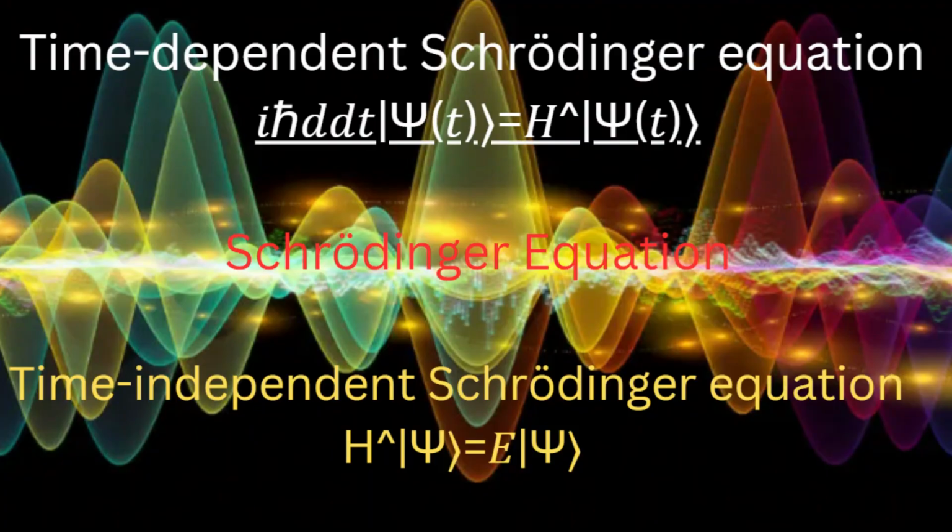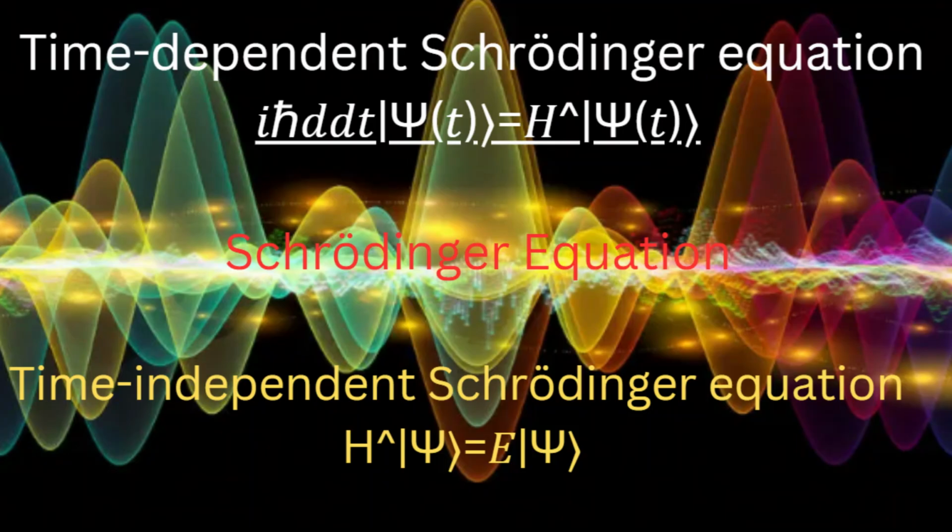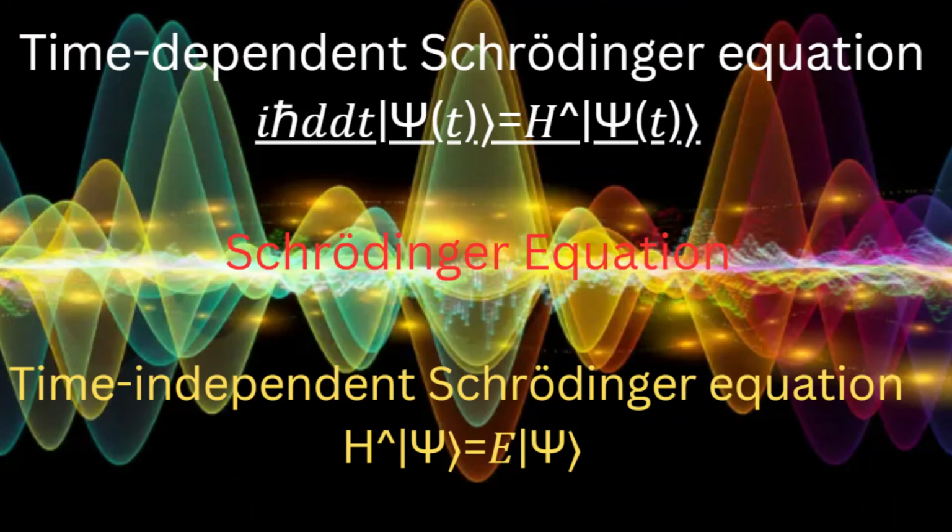The equation has two forms, the time-independent Schrödinger equation and the time-dependent Schrödinger equation. The time-independent Schrödinger equation, TISE, helps us find the fixed states and energy levels of quantum systems, while the time-dependent Schrödinger equation, TDSE, tells us how these states change over time. These equations are the basis of quantum mechanics, allowing us to understand and predict how quantum systems behave.